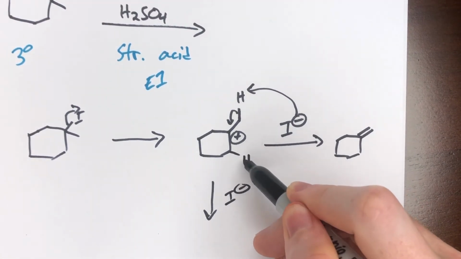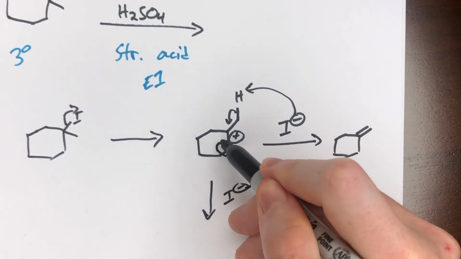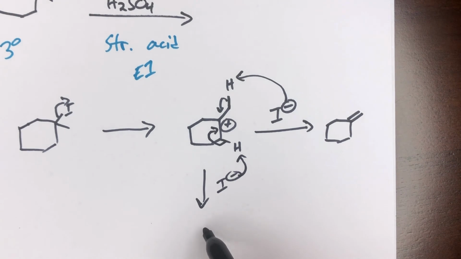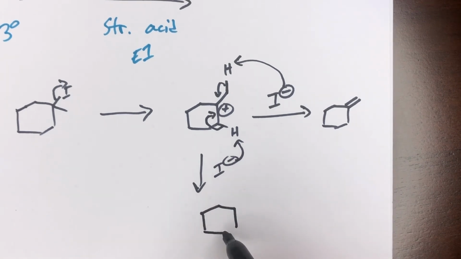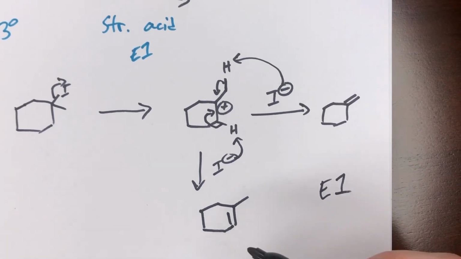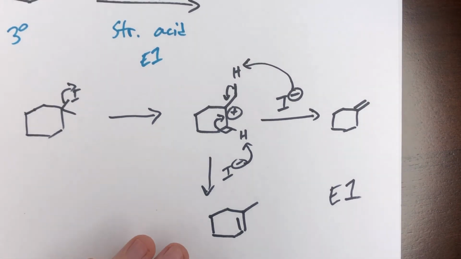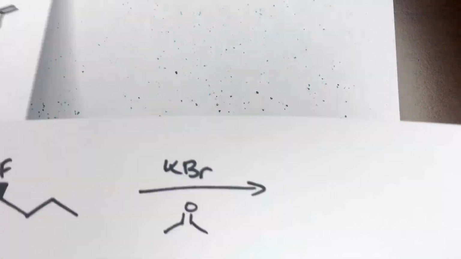So then here we have this as one product, and then this hydrogen can move and give you the other option. Now in this case, this is tri-substituted. These are both E1 products. This is going to be favored because it's tri-substituted, a more substituted alkene, it's more stable. So that is by far going to be your major product or in higher yield. Okay, moving on to another one.